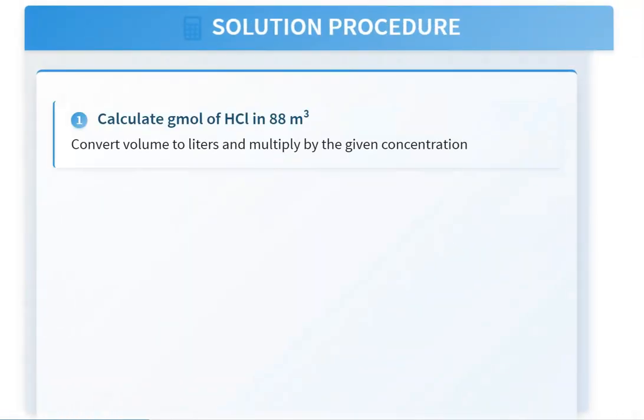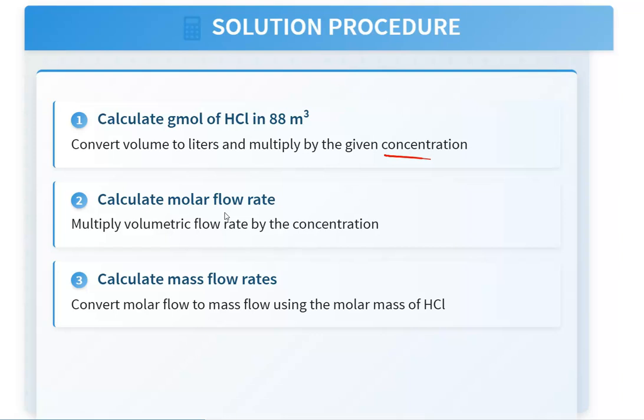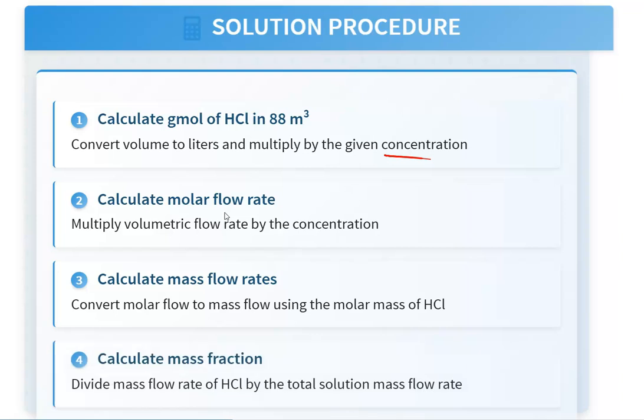Now next is the solution procedure. First, calculate the gram mole of HCl in 88 meter cube: convert the volume to liters and multiply it by the given concentration. Next, calculate the molar flow rate: multiply the volumetric flow rate by the concentration. Then calculate the mass flow rate: convert the molar flow rate to mass flow using the molar mass of HCl. And step 4 is to calculate the mass fraction: divide the mass flow rate of HCl by the total solution mass flow rate.